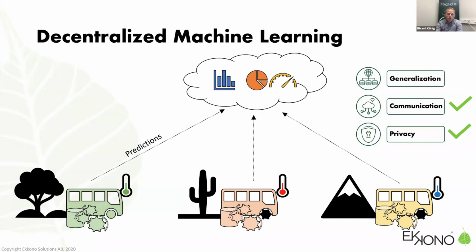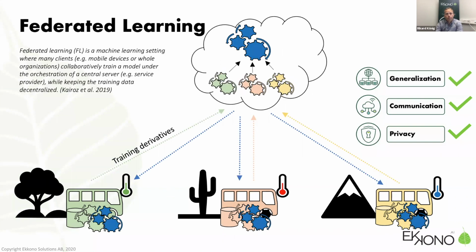So to bridge this trade-off between decentralized and centralized machine learning, federated learning was introduced. Federated learning is a machine learning setting where many clients or mobile devices collaboratively train a model under the orchestration of a central server without sharing the data. So that's the core thing here. You want to learn from the different devices without sharing the data.